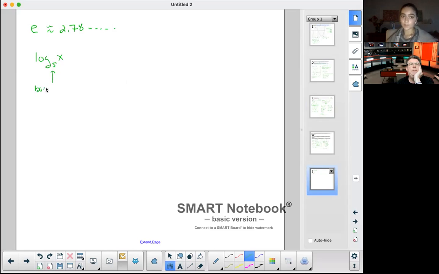If I put a 5 here, the base is 5. But if I just write log X, this is called a common log, and I don't write the base because the base is 10. So if no base is written, the base is 10.